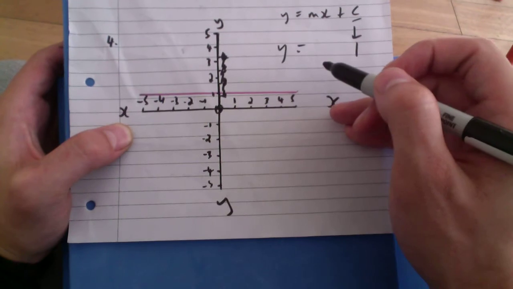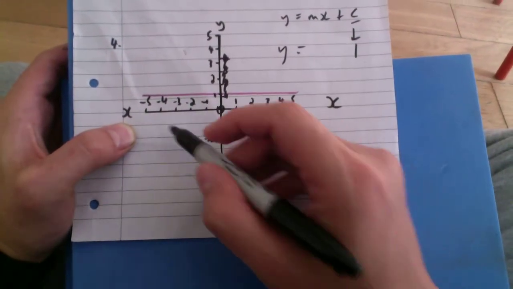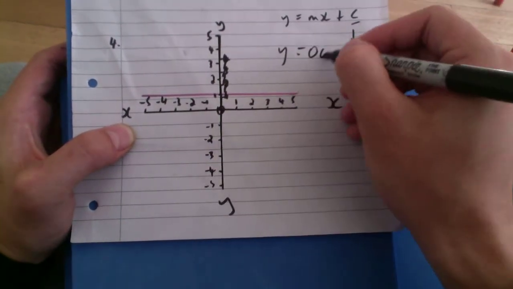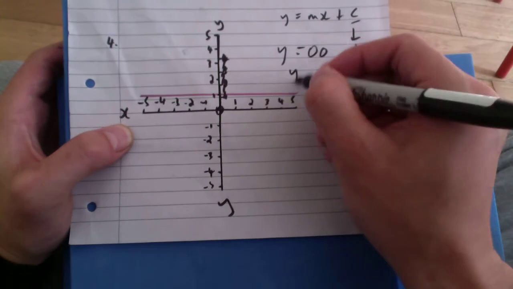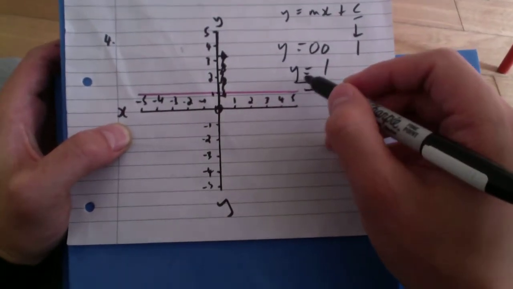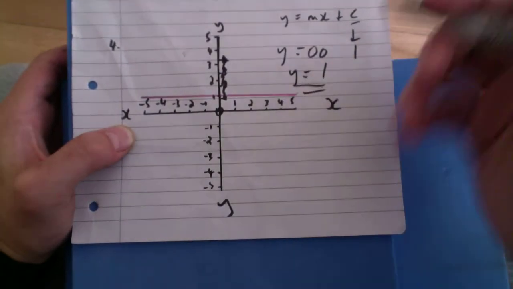Now, what's the gradient? Ask yourself the question, does it cross the x-axis? Which is this line now. No. So nothing and nothing. So all it is, is y equals 1. All that's saying is that the line is crossing y at the point 1. That's all that's telling you.